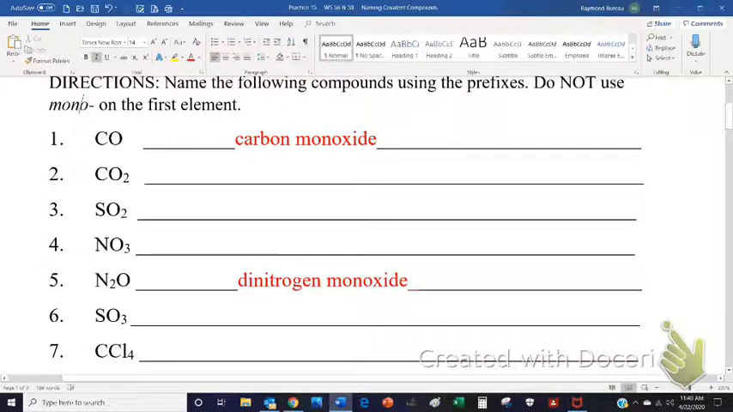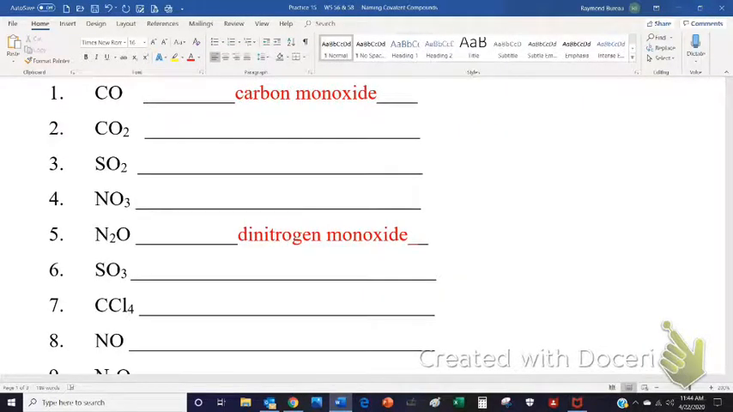on number 2. So on number 2, we see carbon only once. We don't put mono, we just say carbon. Now, oxygen has a little bitty 2, and that is di, and just like with the ionic bonds, the last letter becomes IDE, so the end of it becomes that. So number 2, carbon dioxide.